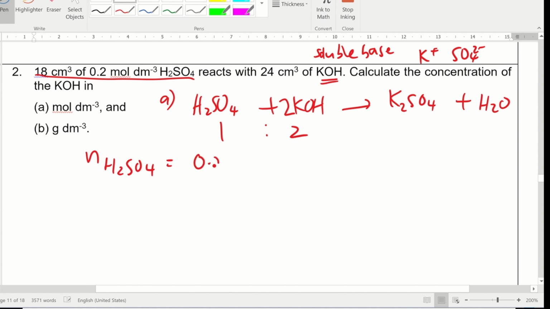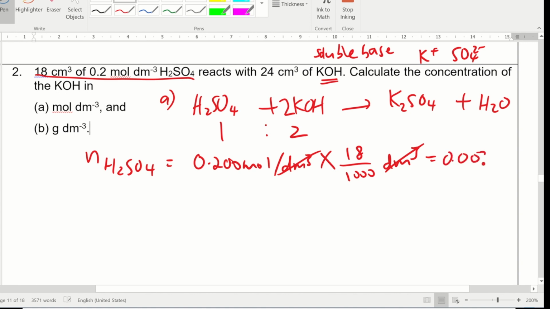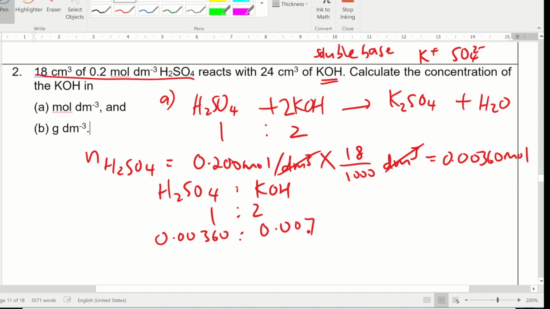Concentration multiplied by my volume. I must convert my volume into dm cube, so I divide by 1000. If you look at the units, they cancel each other and you'll get number of moles, which is 0.00360 moles. H2SO4 to KOH, mole ratio is 1 to 2. If this is 0.00360, KOH will be 0.00720.